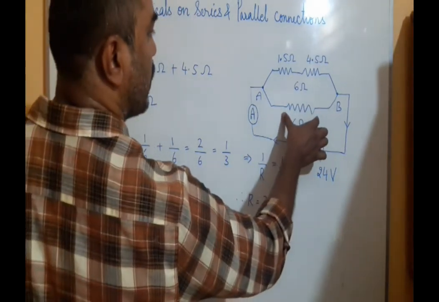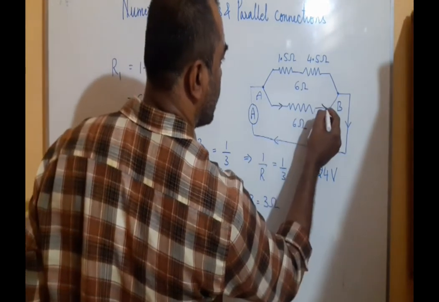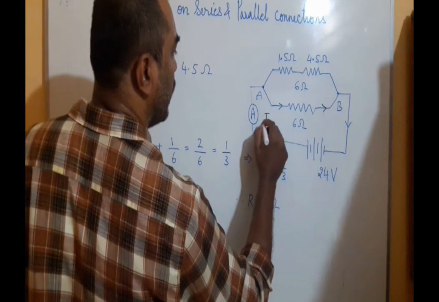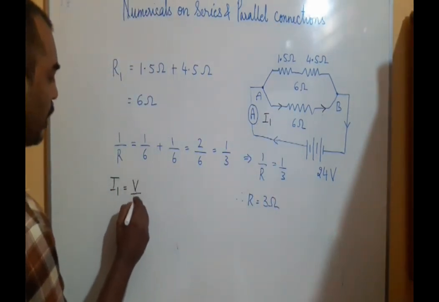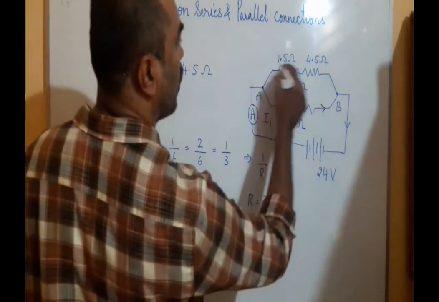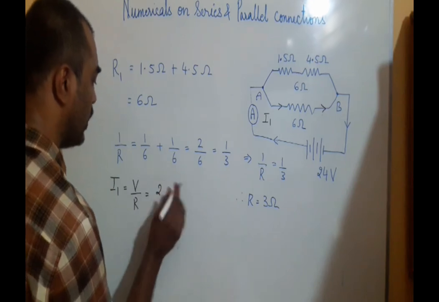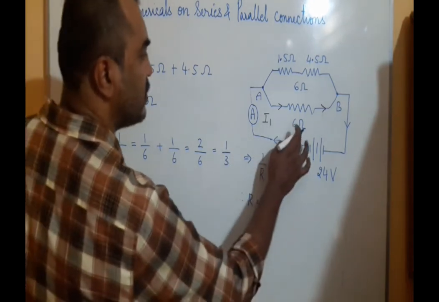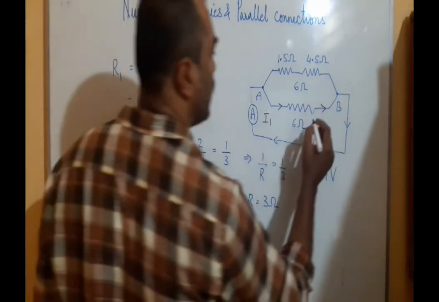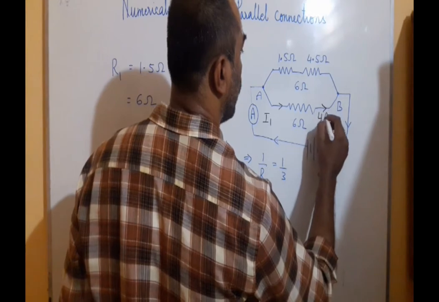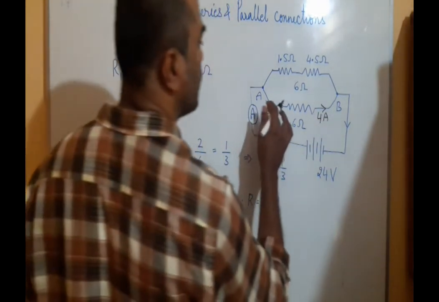So here the current passing through this path, I will call it I1. So I1 will be V upon R. Since the voltage at both the paths remains constant, it is 24 volt and the resistance is 6 ohm. So we have 4 ampere. So the current passing through this path is 4 ampere.